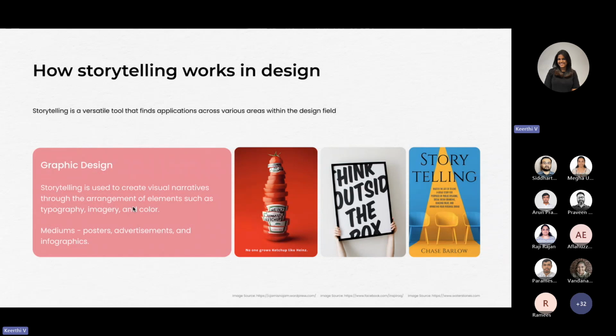And the second one is think outside the box, right? Even the words, all the alphabets are not there in the frame, but still we are able to understand what the poster is trying to tell us. So that is the power of how we arrange the information for the user to just get the idea of it.